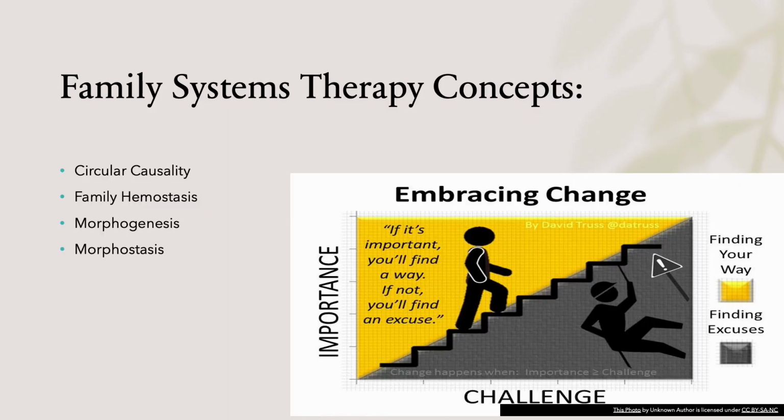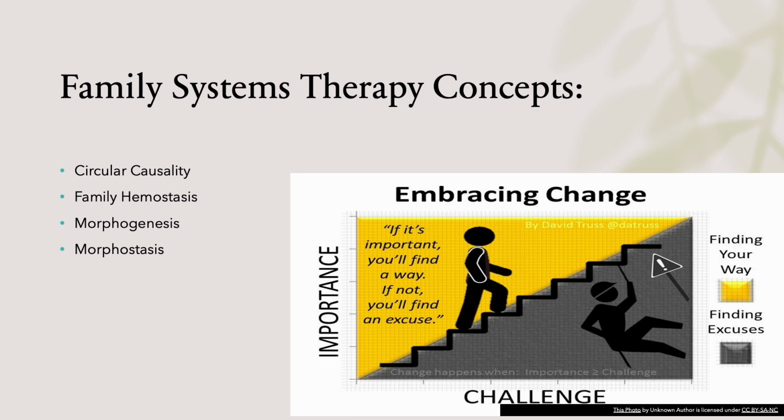Family system therapy concepts. There's circular causality, family homeostasis, morphogenesis, and morphostasis. Circular causality is an ongoing feedback loop, which is a series of actions and reactions that maintain a problem. Individuals and emotional problems are best understood within the context of relationships and through assessing interactions within the entire family.